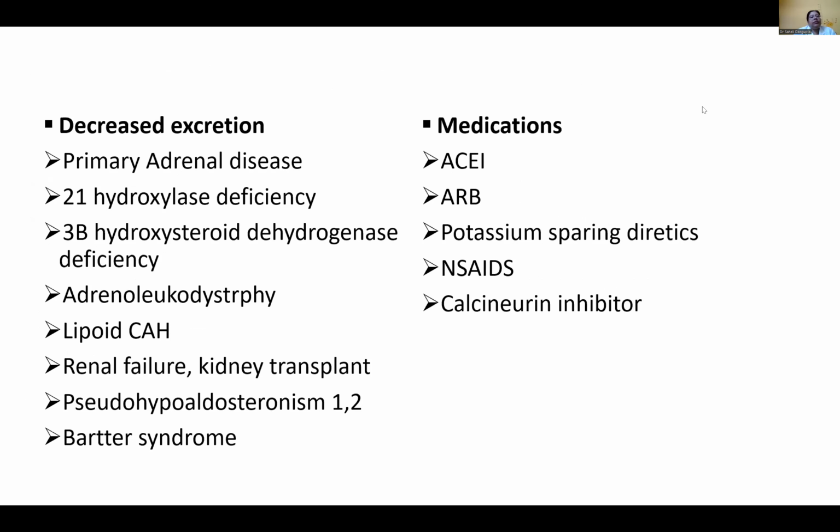Other causes, due to decreased excretion, like if there is any primary adrenal disease, 21 hydroxylase deficiency, 3 beta hydroxysteroid dehydrogenase deficiency, CAH, adrenoleukodystrophy, renal failure, kidney transplant, pseudohypoaldosteronism 1 and 2, and Bartter syndrome. And all the medications like ARBs, ACE inhibitors, potassium sparing diuretics, NSAIDs, or calcineurin inhibitors.